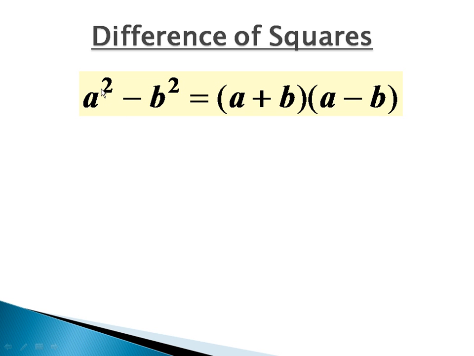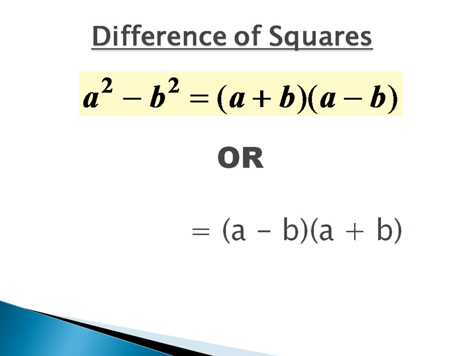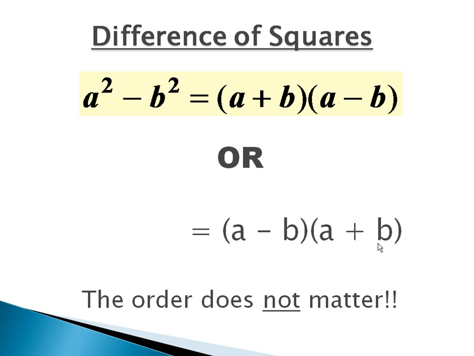The square root of a squared is a. That's why they have an a in these two positions. And the square root of b squared is b. That's why they have a b in these positions. And the signs will always be opposite each other. So you can write it as a plus b times a minus b, or a minus b times a plus b. The order does not matter.